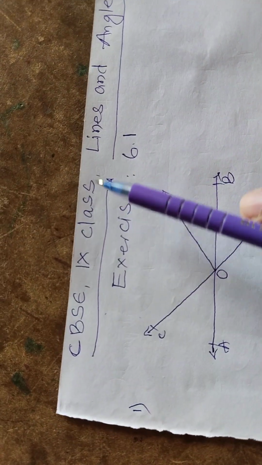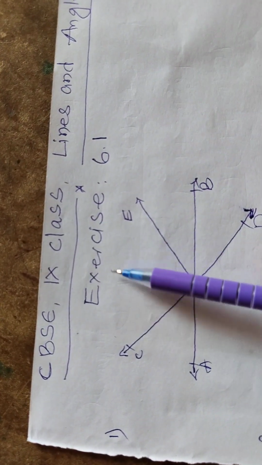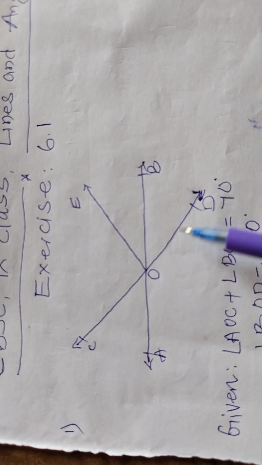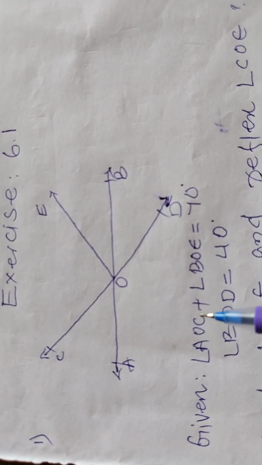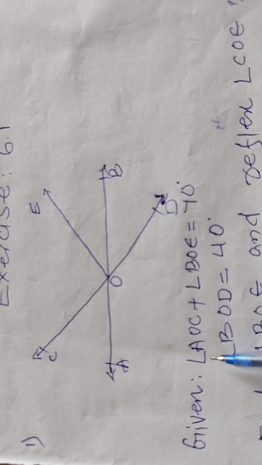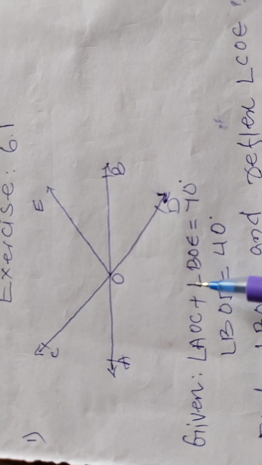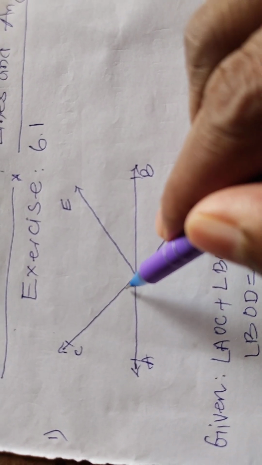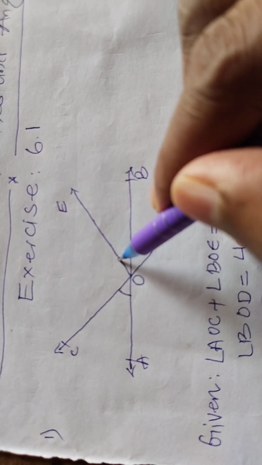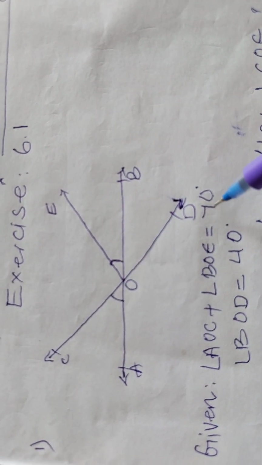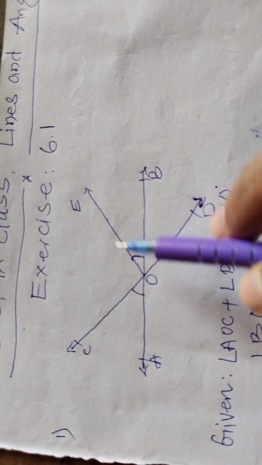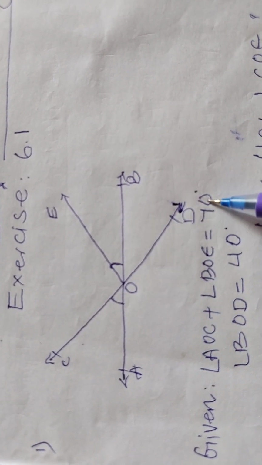CBSE 9th class lines and angles exercise 6.1 first problem. Here we have the diagram. From the diagram, we are given that angle AOC plus angle BOE is equal to 70 degrees. AOC and BOE, the sum of these two angles is equal to 70 degrees.